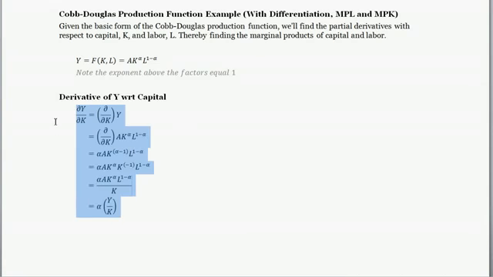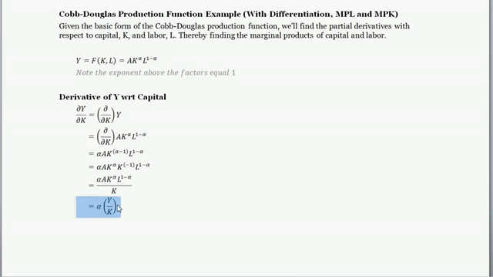So this is our answer here. The derivative of production with respect to capital is equal to alpha times y over k. It's also equal to all of these other things up here too. Sometimes we end with this solution here because y divided by k is like the average output, given a quantity of capital.